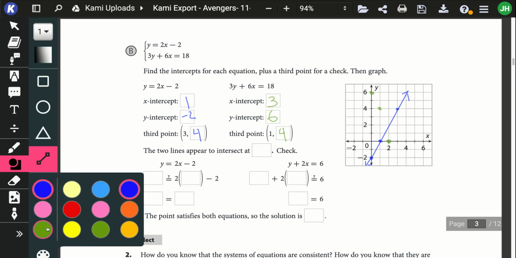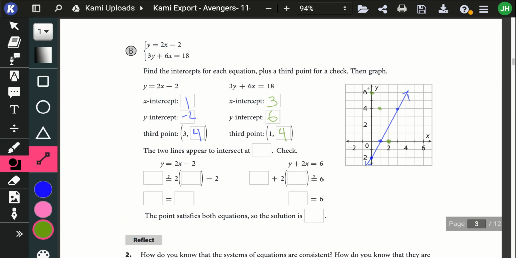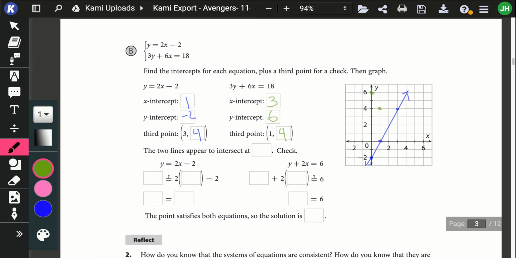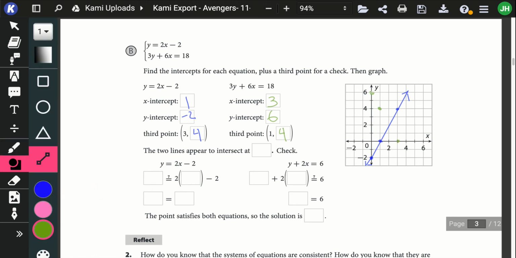Are these all in a line? What did I do wrong? They're not all in a line. Ah, that's 0, 3. I put it at 0, 2. See how this works? If I hadn't done that, the intersection's going to be at the wrong spot. Try this again. That's better.